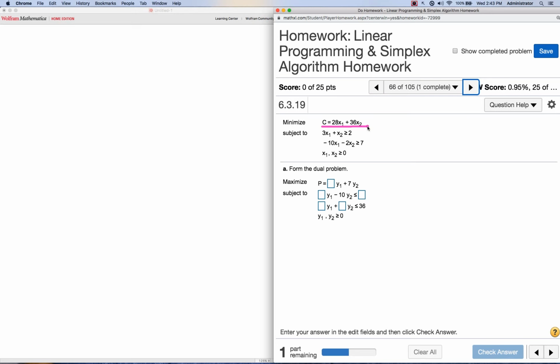So, let's see. Form the dual problem. So here in the minimization problem, right, we have x1 and x2. So in the dual problem, we have y1 and y2. But remember, the y1 and y2, they have to do with the number of constraints. The reason why we have two y variables, y1 and y2, it's because we have these two constraints. That's the real reason, okay? It's not because of x1 and x2 up here. So don't get that confused, all right?